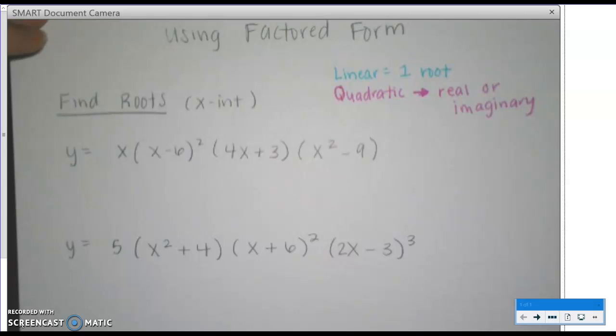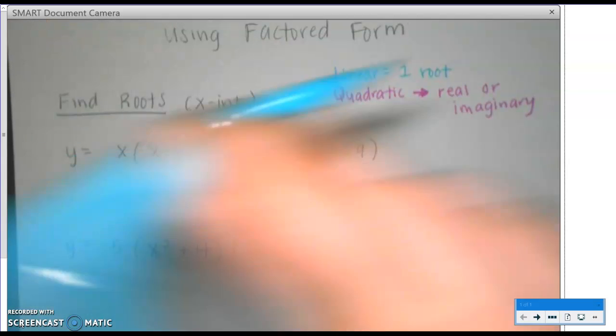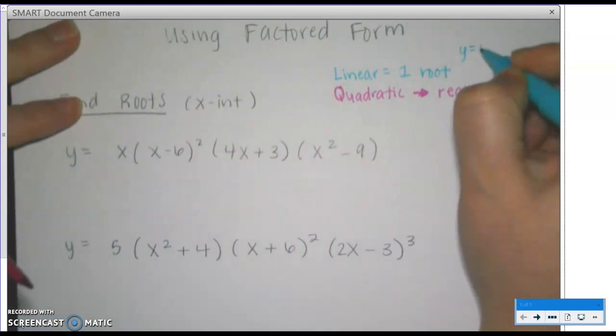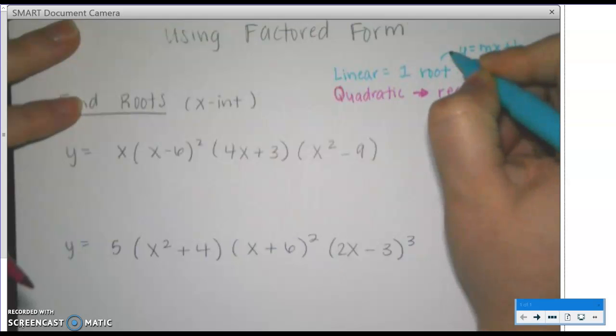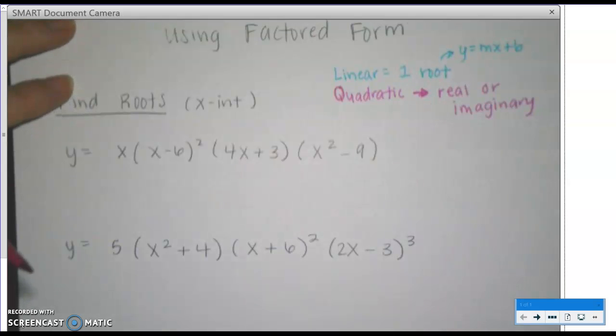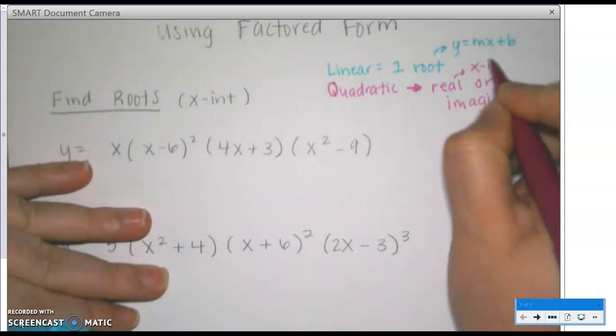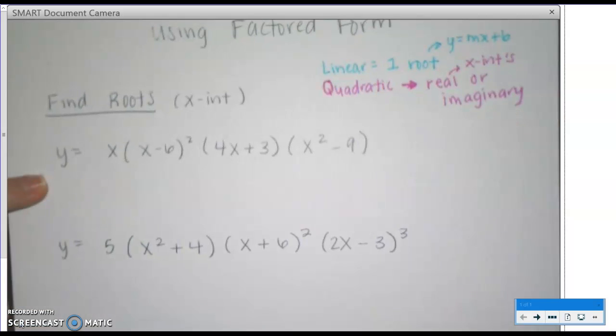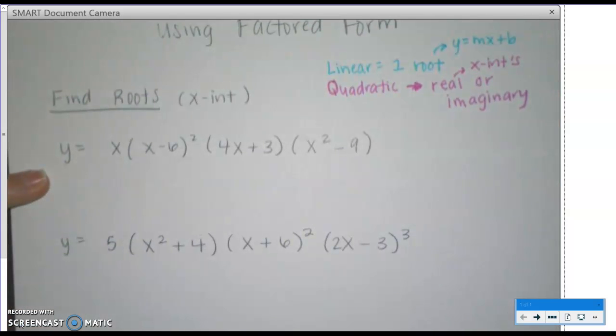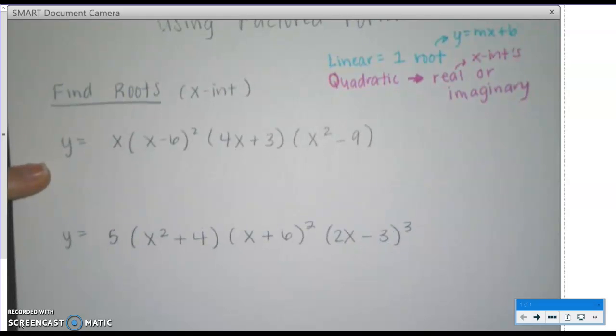So each factor needs to be analyzed. If the factor is linear, and again linear looks like y equals mx plus b, then that factor is going to give us one root. With quadratic, we have to be careful. Quadratic could mean real or imaginary roots. So only real roots are x-intercepts. If it's got imaginary roots, that's not going to count because we can't see imaginary roots as x-intercepts.